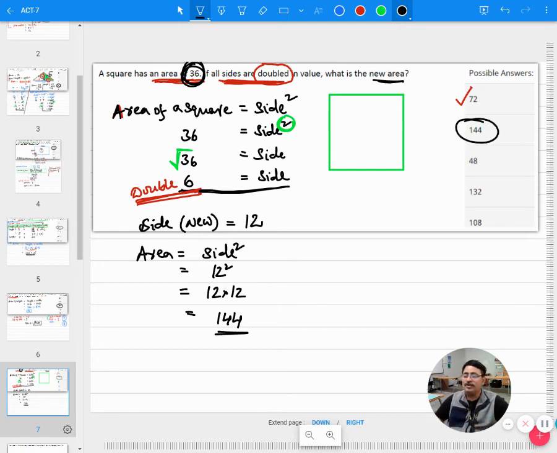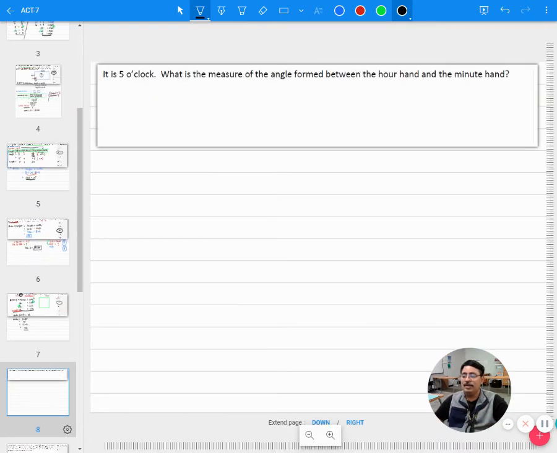But when you look at the question, oh, this is a really simple question. The area is given as 36, and if I double it, it is 72. Like that, you may fall into a trap. So you have to be really careful with this kind of question. Okay, now let me jump to the next question really quick.